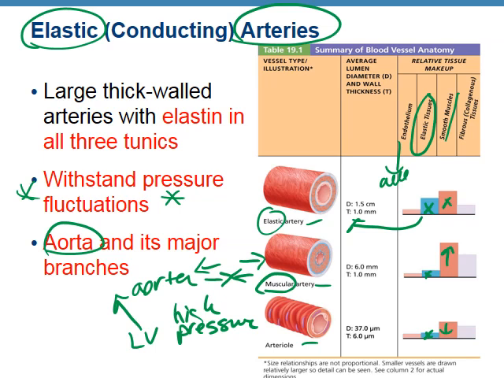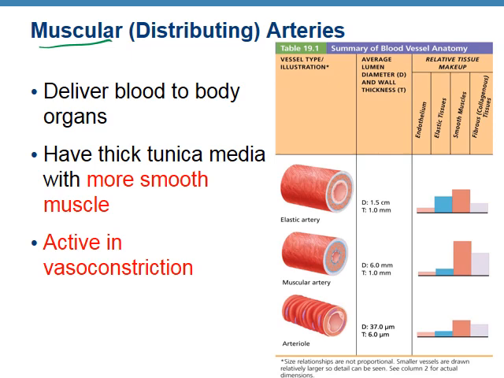All right, so what do you need to know? You need to know that elastic arteries have lots of elastic tissue. They withstand pressure fluctuations, and the aorta is a good example. So what about a muscular artery? So muscular arteries have more smooth muscle, which we saw here, and they're active in vasoconstriction. These are the arteries that are going to deliver blood to the body organs.